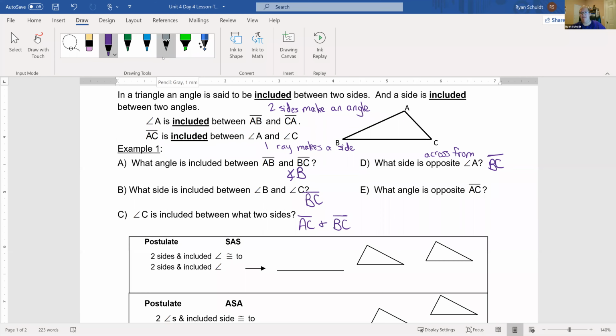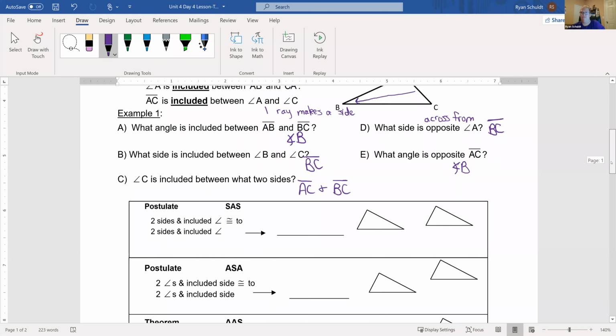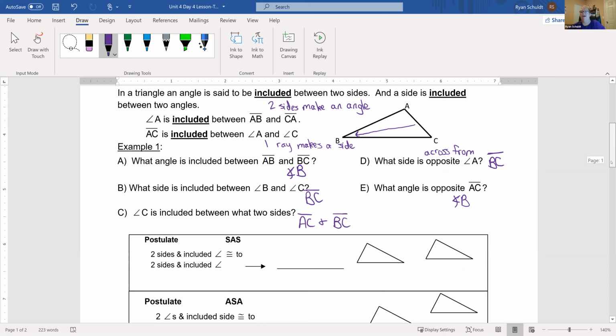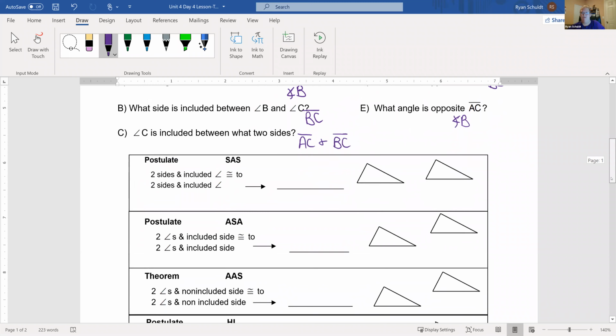What angle is opposite of side AC? So I'm going to start at AC and go across my triangle. What angle do I run into? Angle B. So that's just a little bit of terminology. An angle is included between two sides. A side is included between two angles.